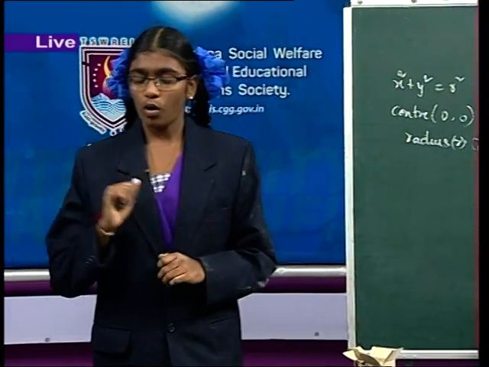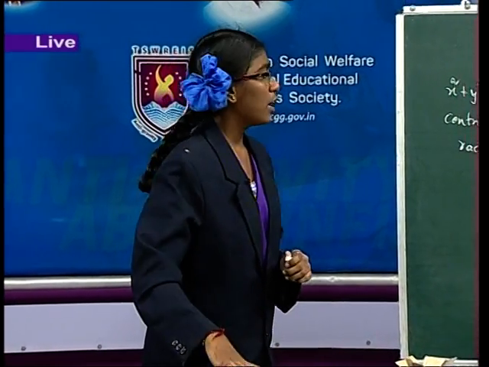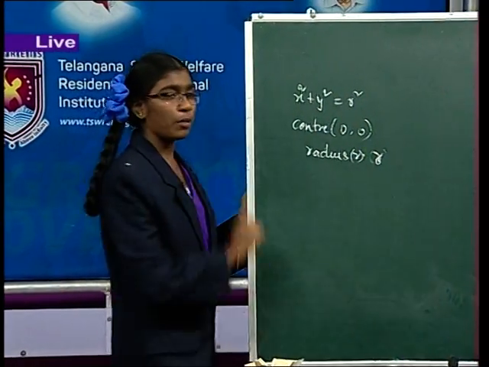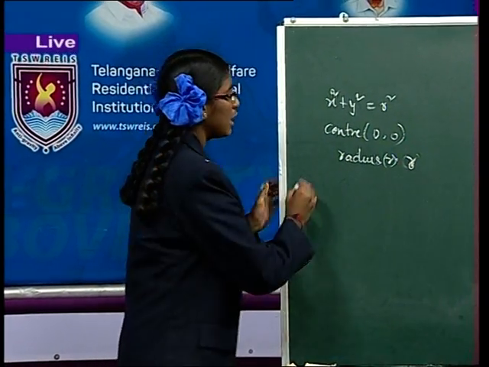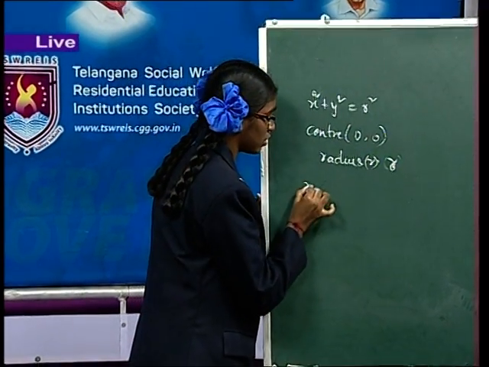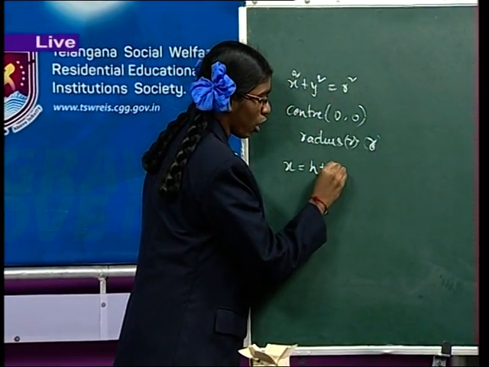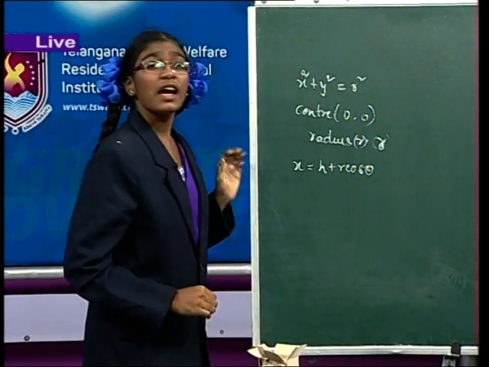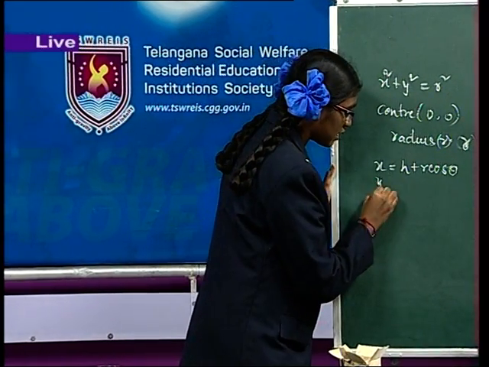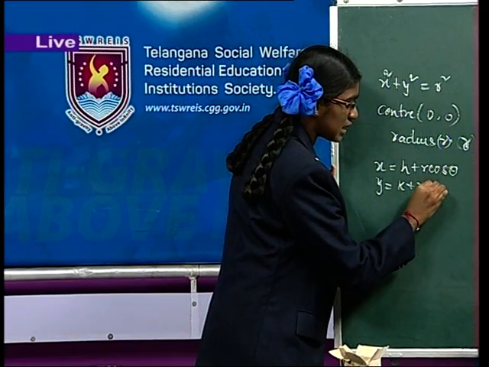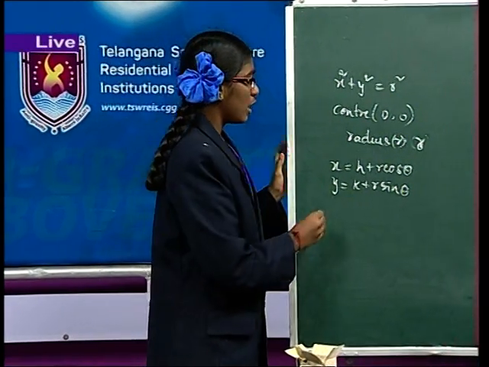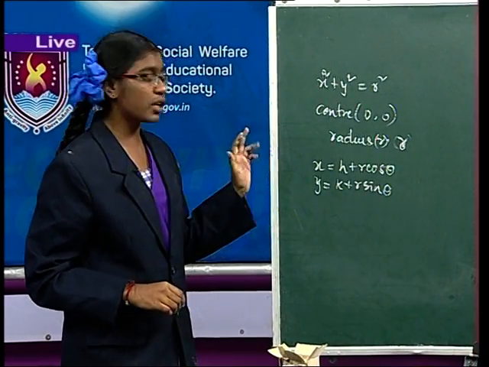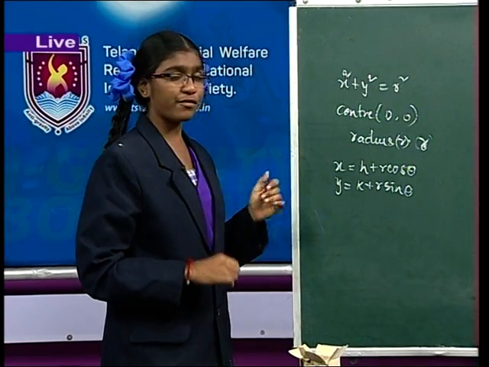Okay friends. Next, we are going to learn about another formula. We got the first standard form, x square plus y square is equal to r square. Now we take other parametric equations: x is equal to h plus r cos theta, y is equal to k plus r sin theta. We have taken both the equations for x and y, friends.